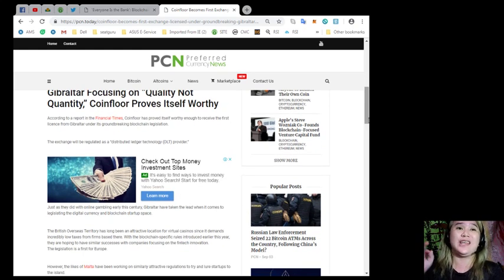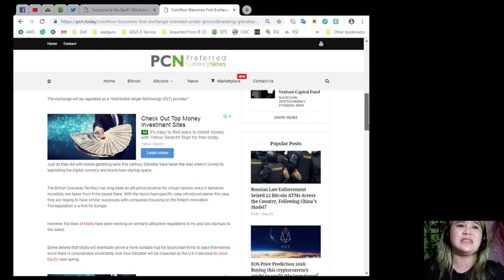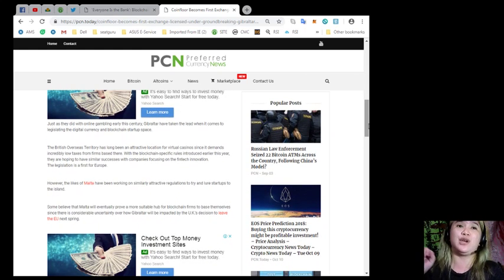According to a report in the Financial Times, CoinFloor has proved itself worthy enough to receive the first license from Gibraltar under its groundbreaking blockchain legislation. The exchange will be regulated as a distributed ledger technology, or DLT, provider. Just as they did with online gambling early this century, Gibraltar have taken the lead when it comes to legislating the digital currency and blockchain startup space.